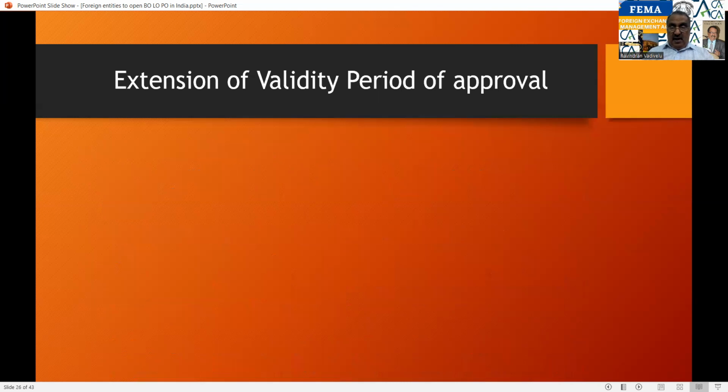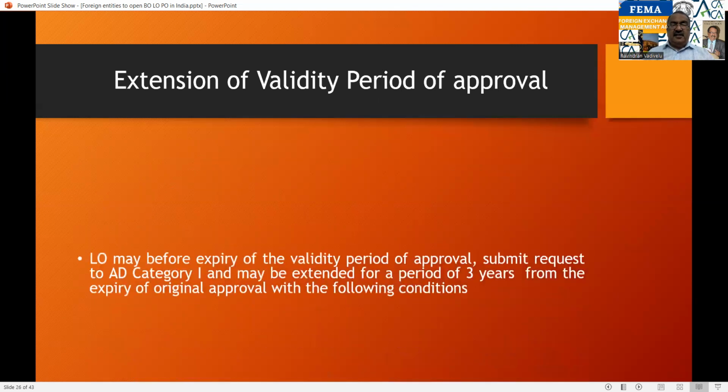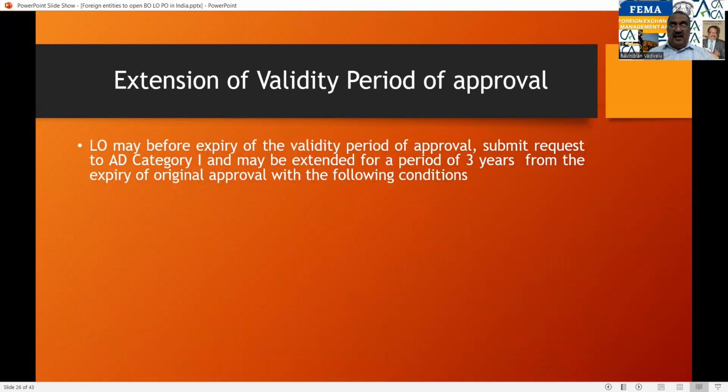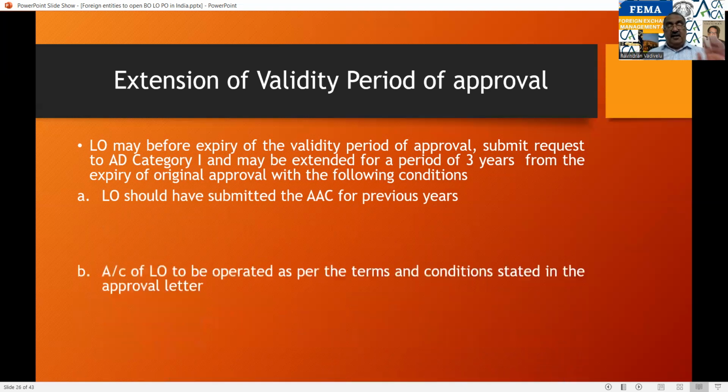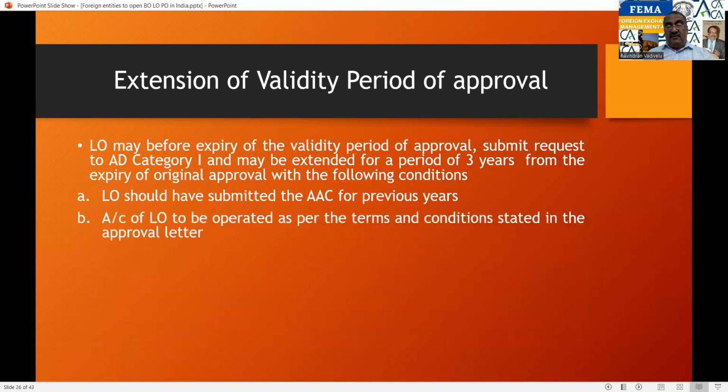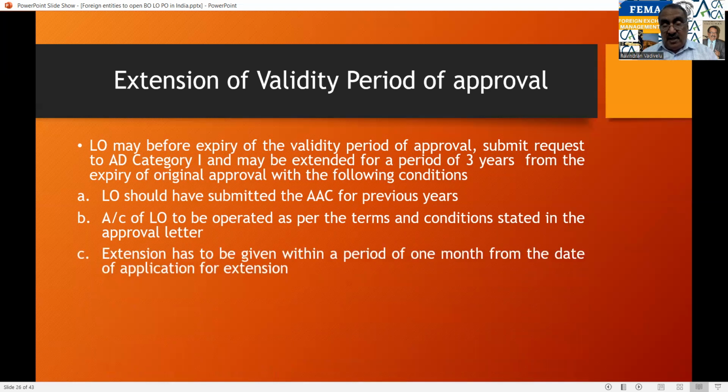In case extension is possible? Yes. A liaison office may, before the expiry of the validity period of approval, submit a request to the authorized dealer category 1, and it may be extended for 3 years from the expiry of the original approval, in case the following conditions are fulfilled: the liaison office should have submitted the AAC for the previous years, and the account of the liaison office should be operated as per the terms and conditions stated in the approval letter. The extension has to be given within a period of 1 month from the date of application. So it can be extended for 3 years.